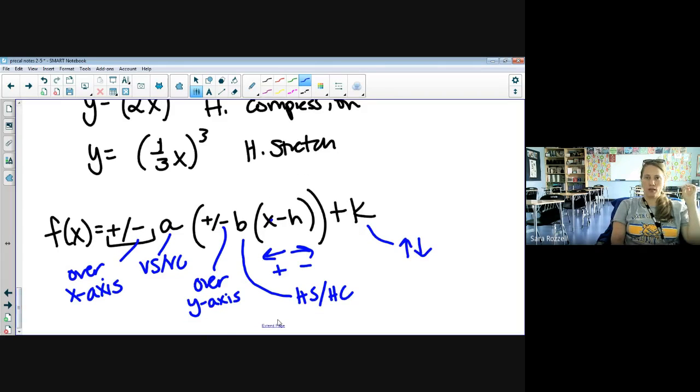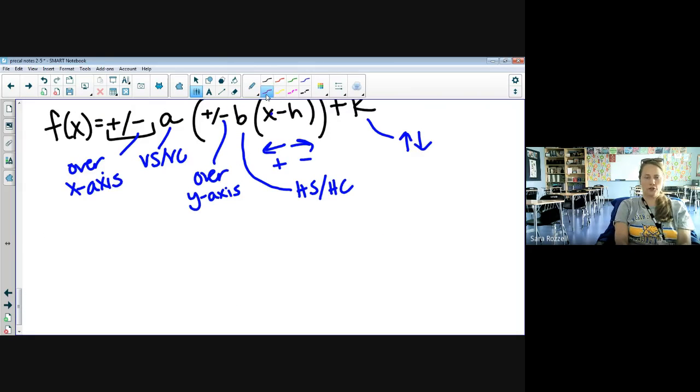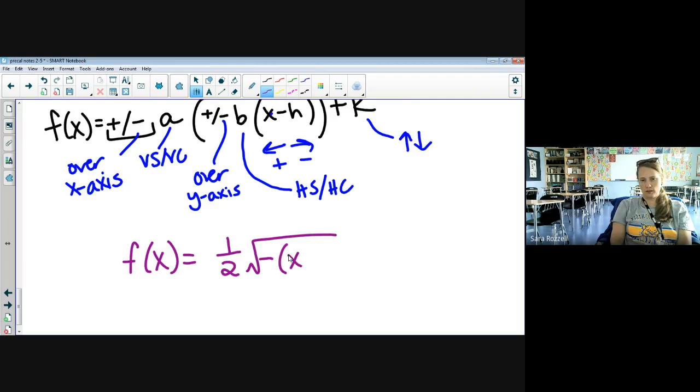Okay. All right, so I'm going to write one down, and I want y'all to think about it first, and then we'll go through what's happening to this graph. Okay, are you ready? You're born ready. I can feel it. F of x equals 1/2 times the square root of negative x plus 2 minus 4.